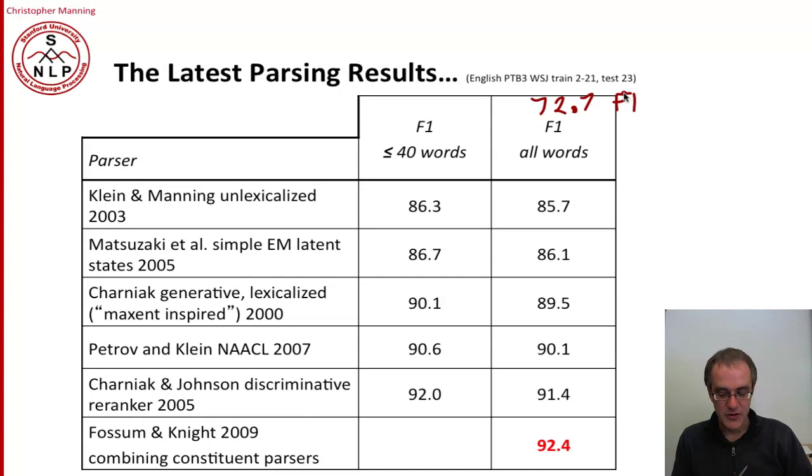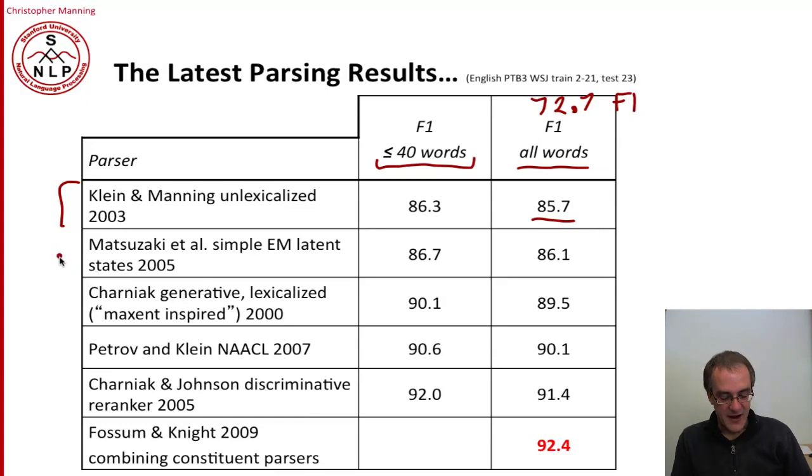And I'm showing two columns of results. A lot of early parser results were shown on sentences up to at most 40 words, whereas more recently it's been more common to show results on all sentences of any length. Okay, so our baseline now is this unlexicalized parser of Klein and Manning, and so on sentences of all lengths, it's getting a little bit under 86% here.